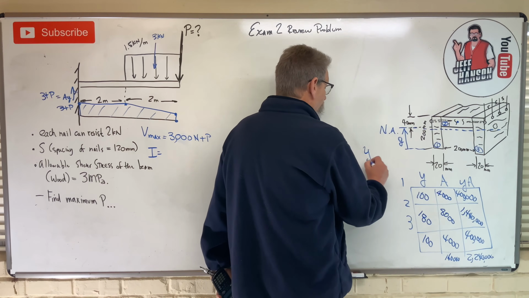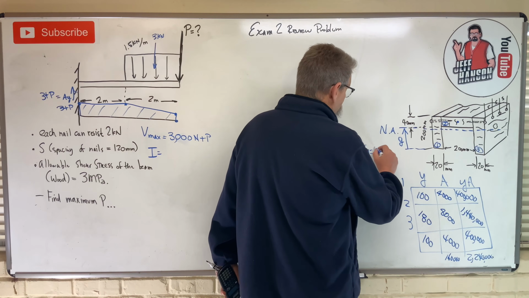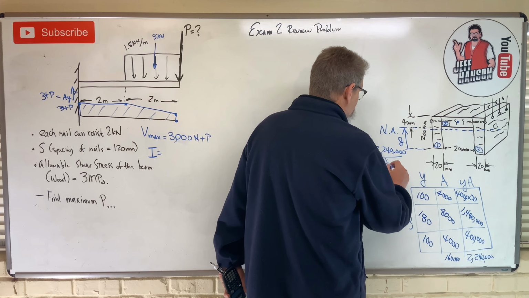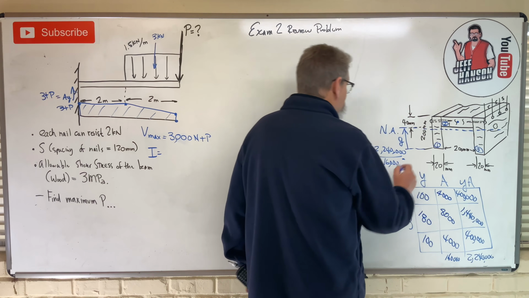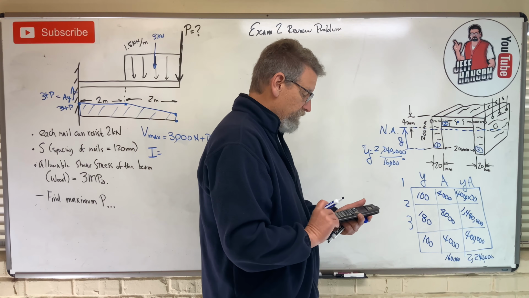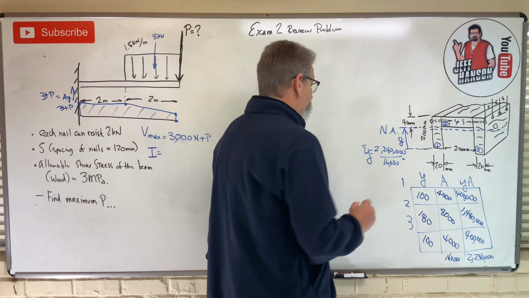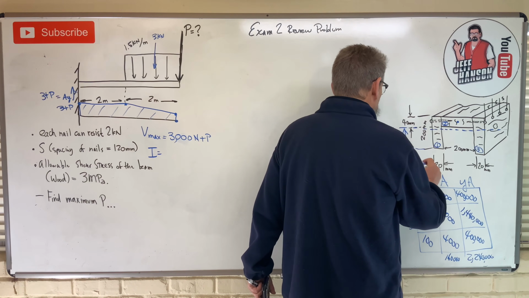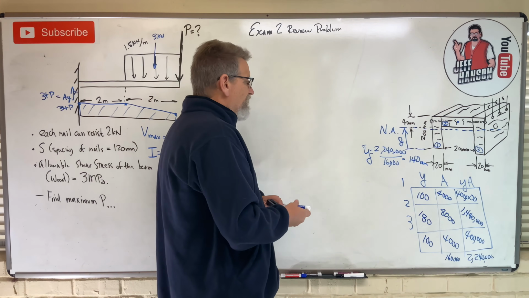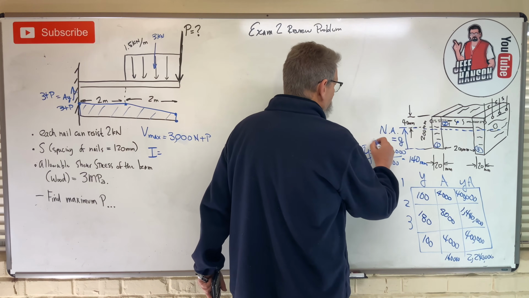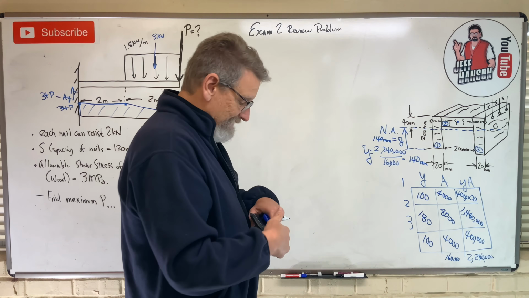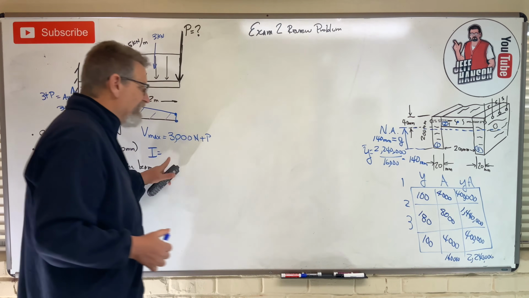So y bar is equal to 2,240,000 divided by 16,000, which is equal to 140. Okay. So the centroid, the neutral axis, is 140 millimeters from the bottom of the part, 140 mm's. Okay. I needed that, didn't I? Because I need that to calculate I.